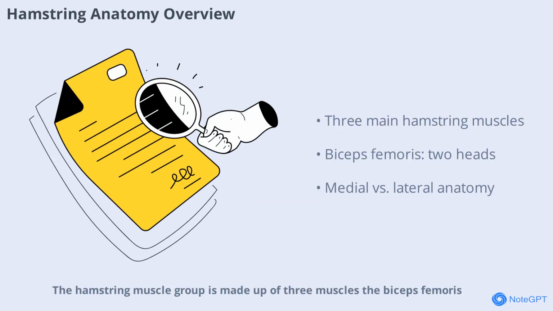The hamstring muscle group is made up of three muscles: the biceps femoris, semitendinosus, and semimembranosus. These muscles run from the pelvis down to the lower leg, crossing both the hip and knee joints. The biceps femoris has two heads, a long and a short, with different points of origin and insertion. The semitendinosus and semimembranosus are located more medially, while the biceps femoris sits laterally.